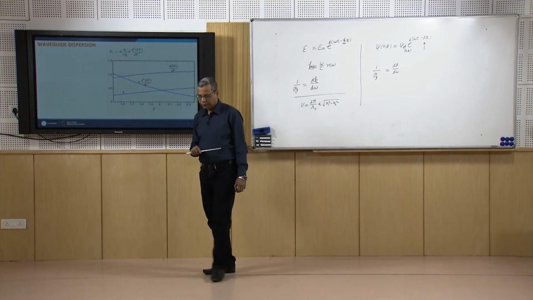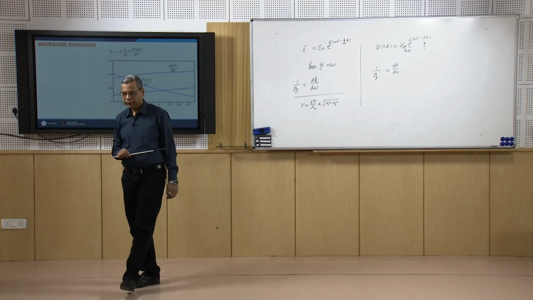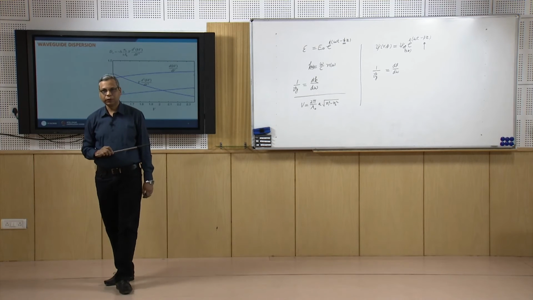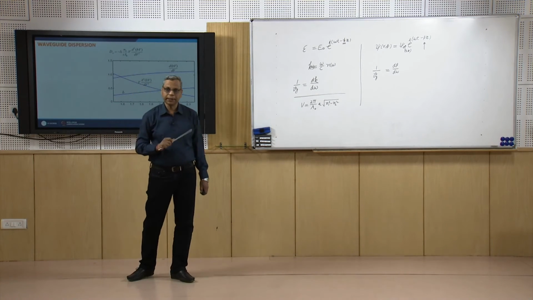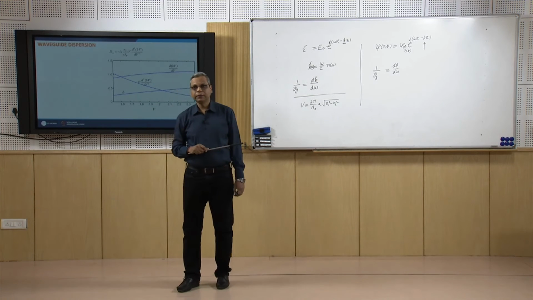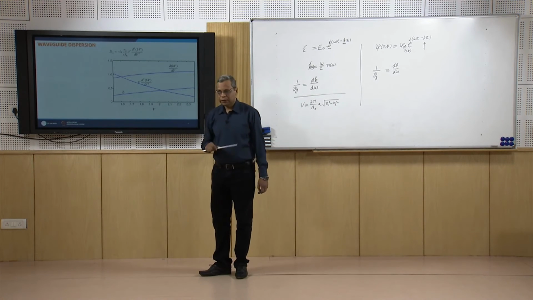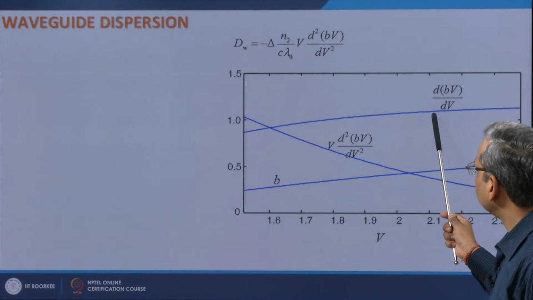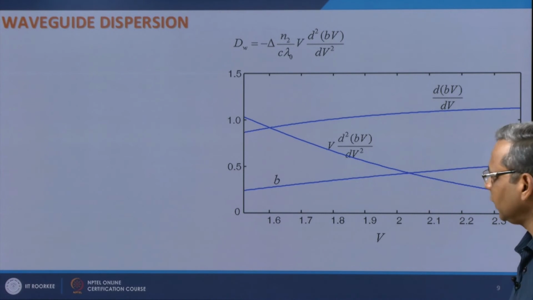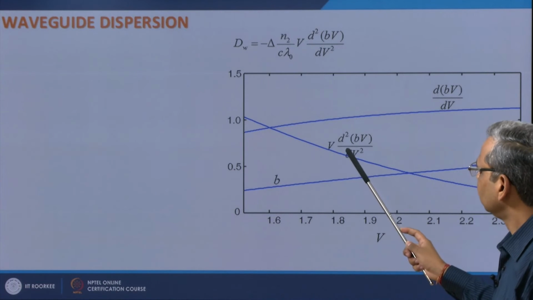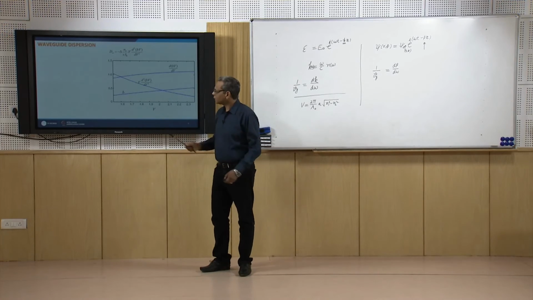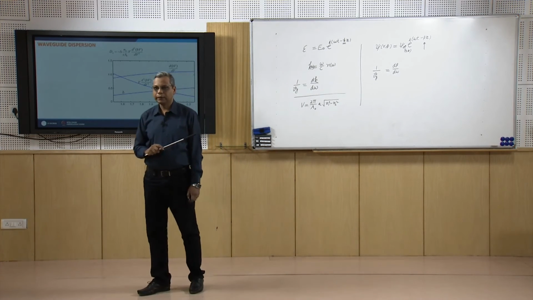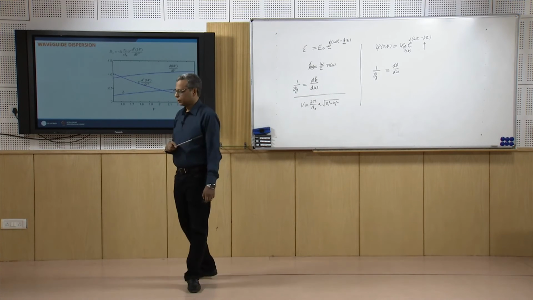So, what I have done, for different values of V, is solve the transcendental equation corresponding to the LP01 mode and obtain the values of b. After having obtained the values of b for different values of V, I have plotted this and then numerically differentiated bV with V, and by numerical differentiation I have obtained this. I refer to this as the exact variation, that is, obtained by exactly solving the transcendental equations.